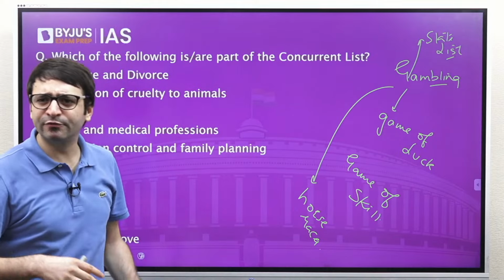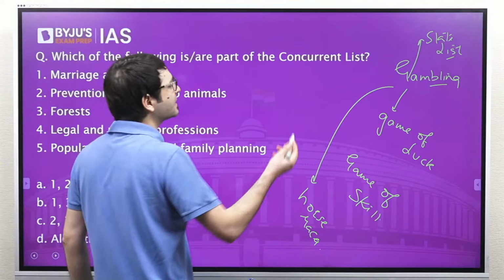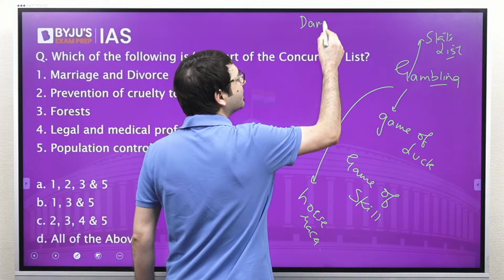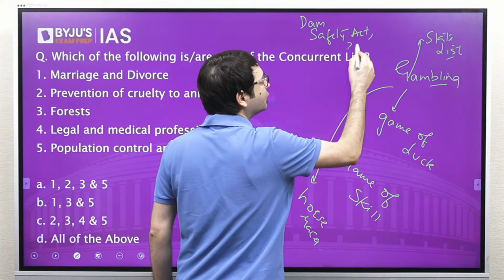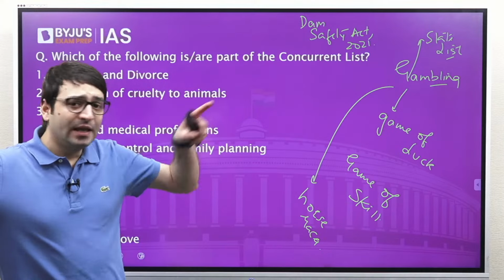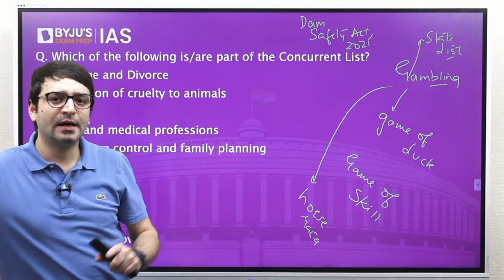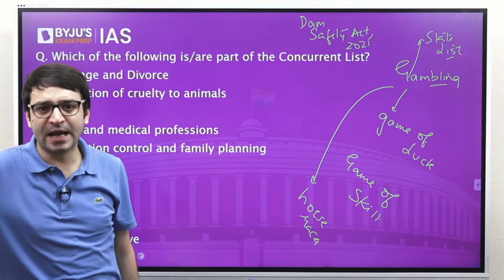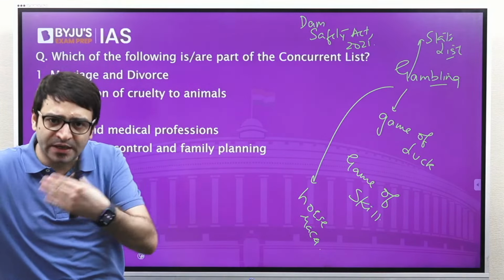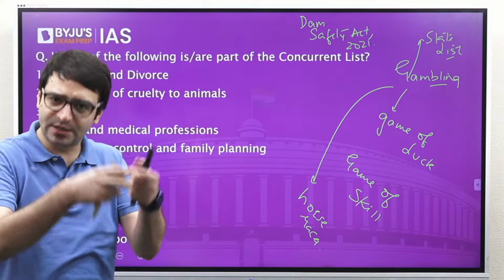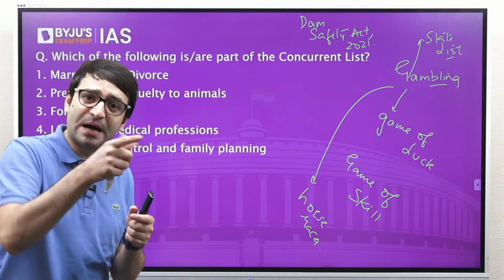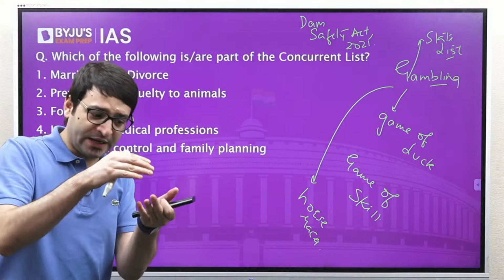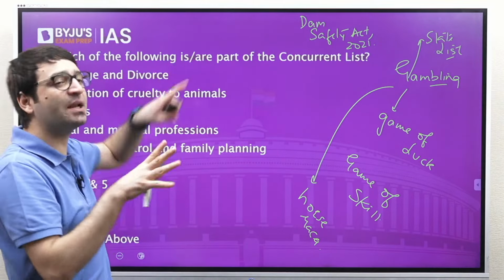We will also discuss, if not today, then tomorrow, the Dam Safety Act of 2021, which Tamil Nadu is protesting against. If water is a state list subject, how can Parliament make a law on the Dam Safety Act? Because the dams are created by the states, built by the states, operated by the states, most of them. On water storage, who has the power to make a law?